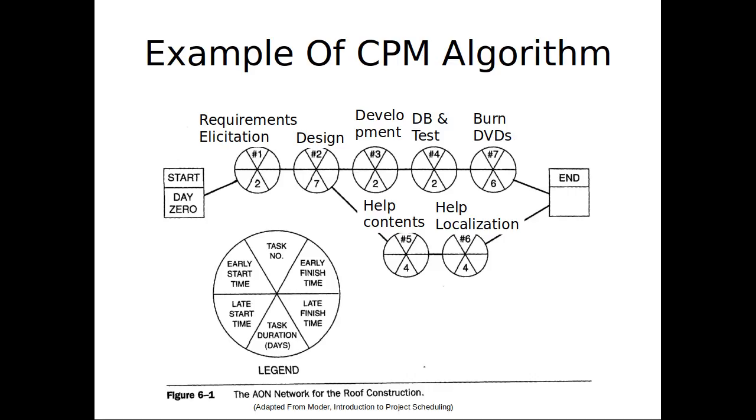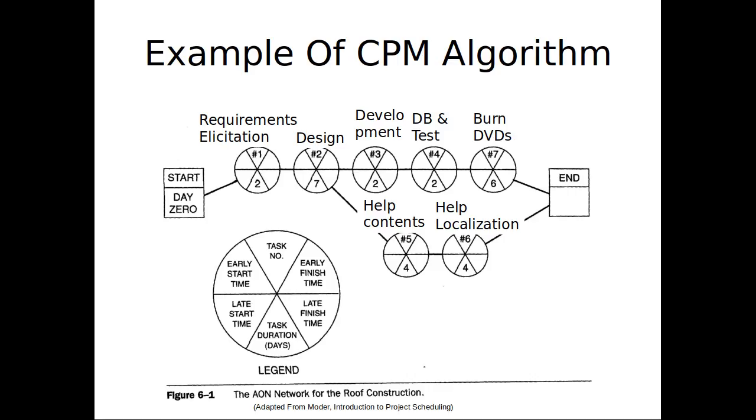Okay, now so let's walk these back. Day 19, that's the latest it can finish without delaying the whole package. So what's the latest it could start? 15. Okay? Given that that's the latest it could start, what's the latest this guy could finish? Node 5. 15. What's the latest it could start? 11. Good. We'll get further back in a minute.